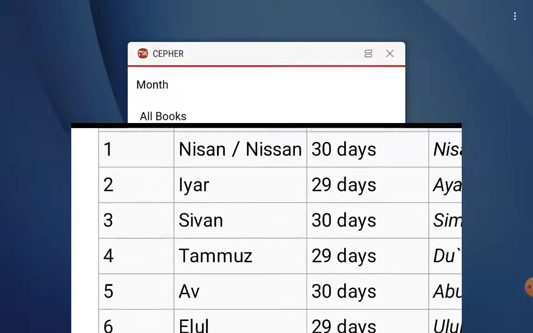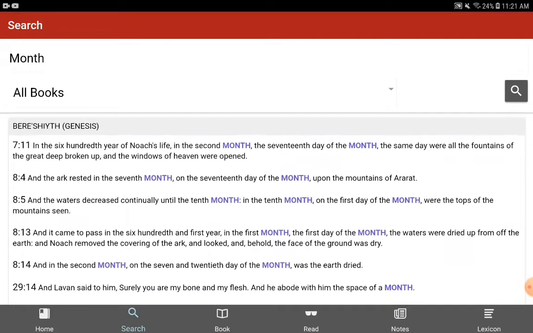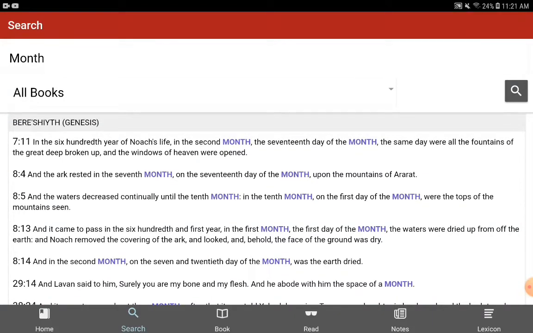Now let's take a quick look inside the Sefer. And all I did was search for month, right? And even in the Sefer, they have snuck in, I saw it the other day in Ruth, the month of Adar, right? And it should not have been Adar. So like right here in 7:11, it says, Noach's life in the 2nd month, the 17th day of the month. Verse 8:4, the 7th month, 17th day of the month.